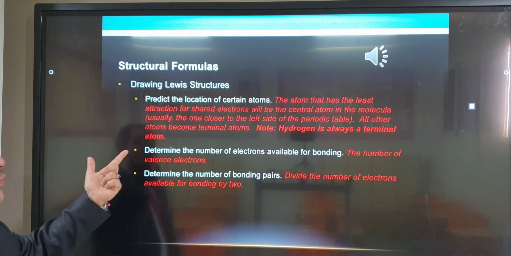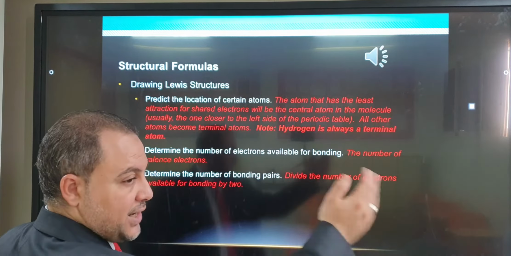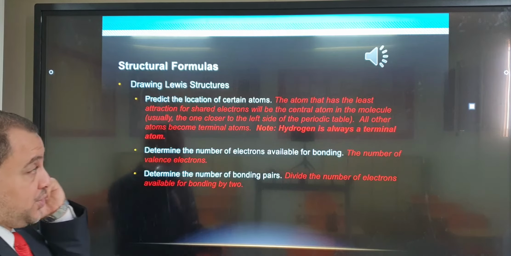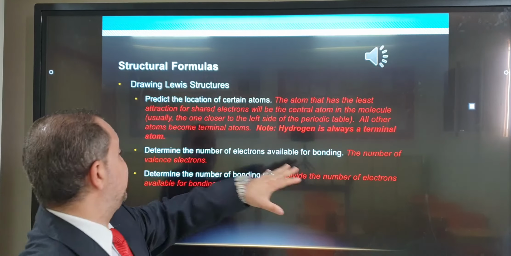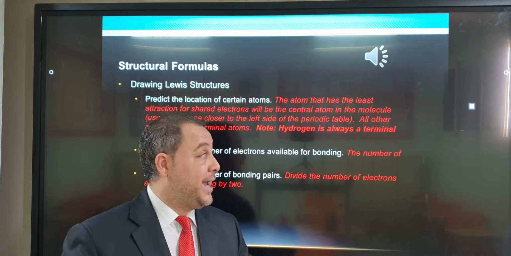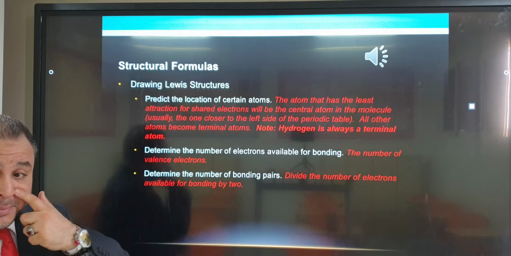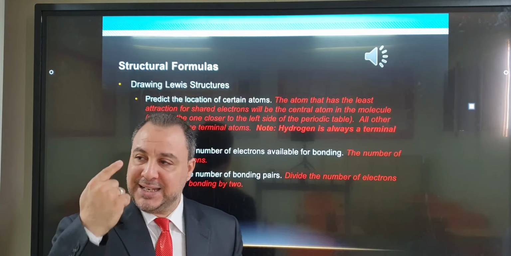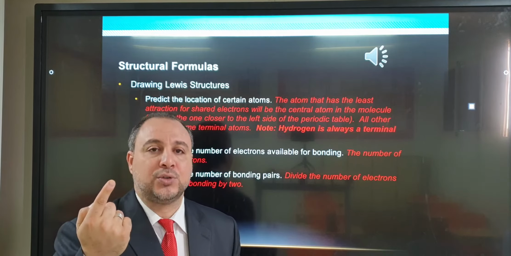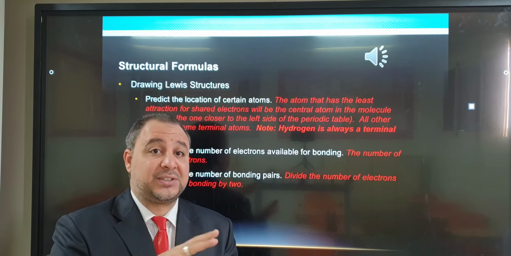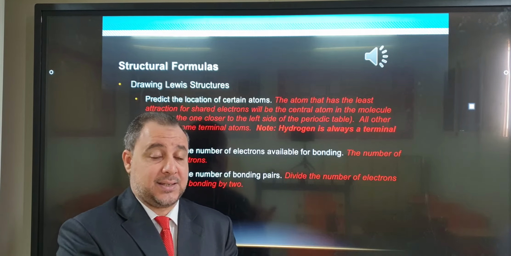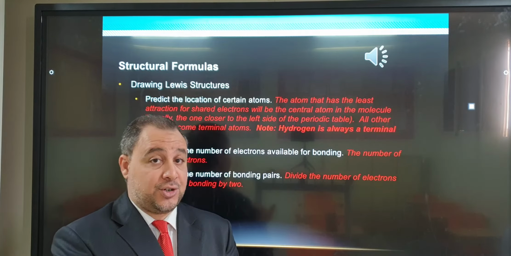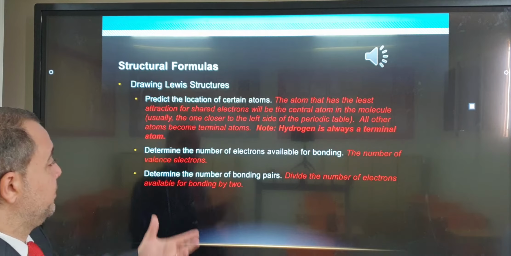All other atoms become terminal atoms at the 2 sides. Note, hydrogen is always a terminal atom. Why? Yes, good, because hydrogen needs only 1 electron to be completed. So it can't be found inside the center of the molecular structure of any chemical compound.